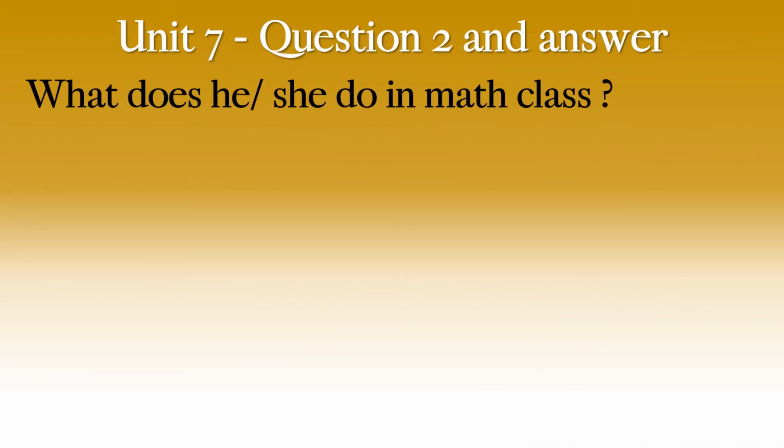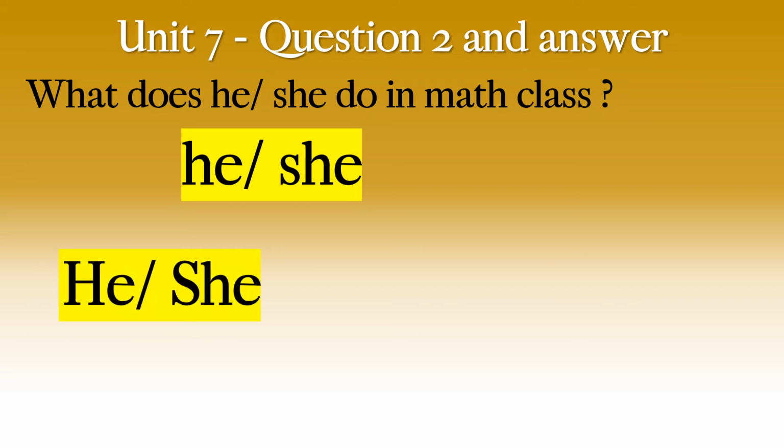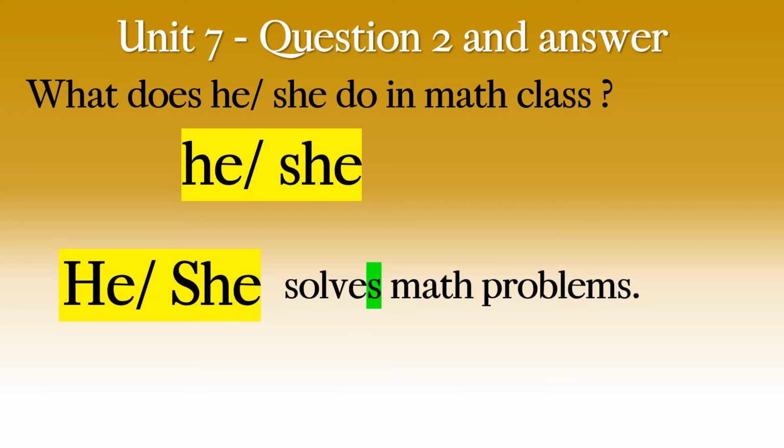Let's remember the question. What does she do in math class? Now, we have he and she. So we know that in the question, he and she will be the same in the answer. If the question is about a boy, the answer will be he. If the question is about a girl, the answer will be she. So, here is our answer. He or she solves math problems.